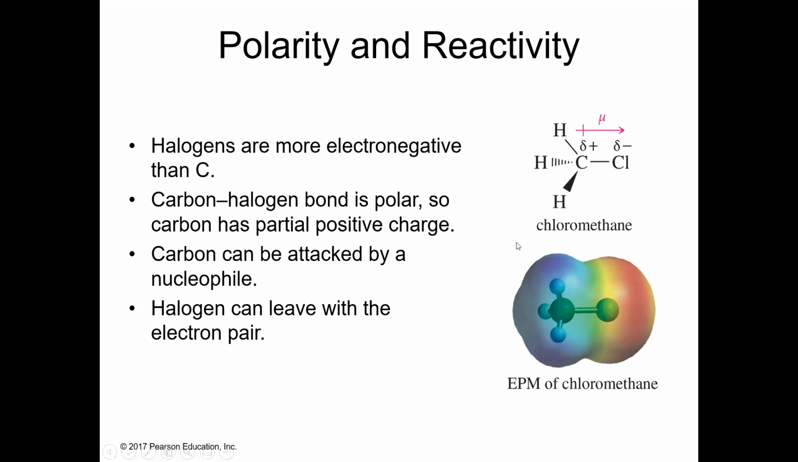In substitution reactions, carbon gets attacked by nucleophiles. Substances that are electron-rich, electron donors, are going to attack the carbon since it's electron poor. And we'll look at reactions where the halogen can leave, taking this pair of electrons with it. And when it does that, it becomes a halide ion.